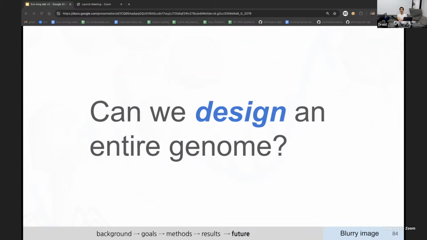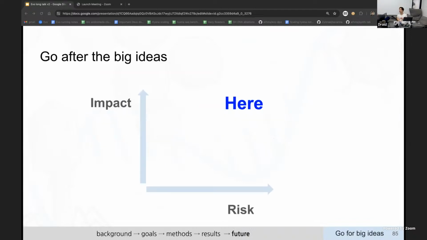I'll move past this. And so going back to the final question about can we design an entire genome using AI from scratch? The short answer again is no in our case. But I think what's really exciting is that what we show here is that when you go after those crazy big ideas, you can be surprised about what you find along the way, that you can learn.